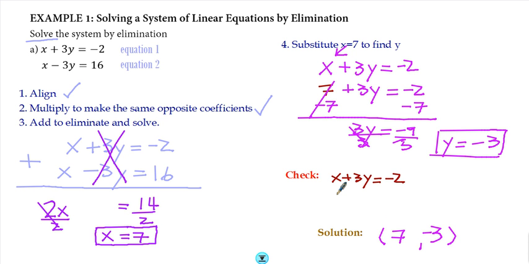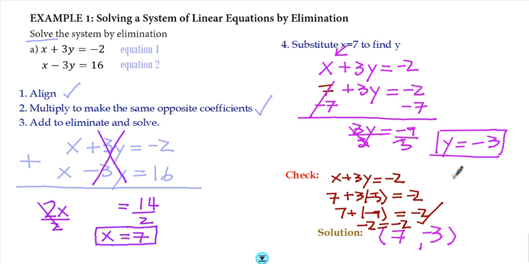So if I have x plus 3y equals negative 2, then x is 7, so 7 plus 3 times y, which is negative 3, equals negative 2. Let's see if this is true. 7 plus 3 times negative 3 is negative 9, equals negative 2. 7 plus negative 9 is negative 2, and negative 2 is equal to negative 2, which is true, so check. That's correct. Our solution works in the first equation.